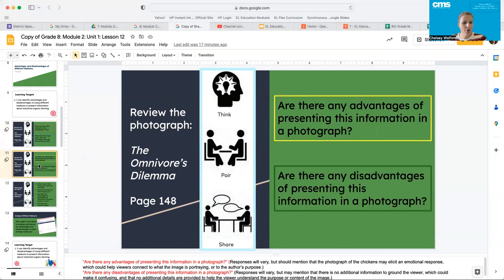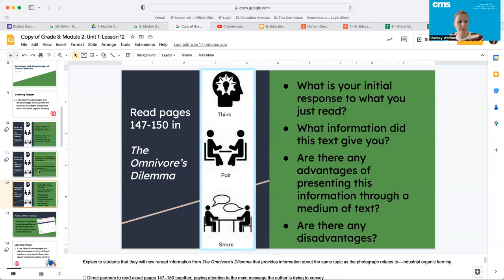All right, guys, again, we're looking at that photograph on page 148. 2 more questions for you to talk about with your elbow partner. Are there any advantages of presenting this information in a photograph? Are there any disadvantages of presenting this information in a photograph? So go ahead and talk about that with your partner now.